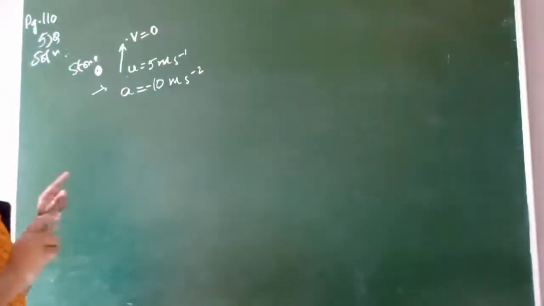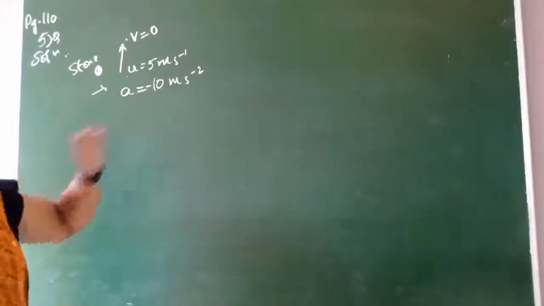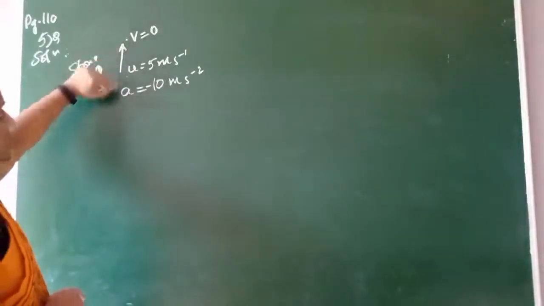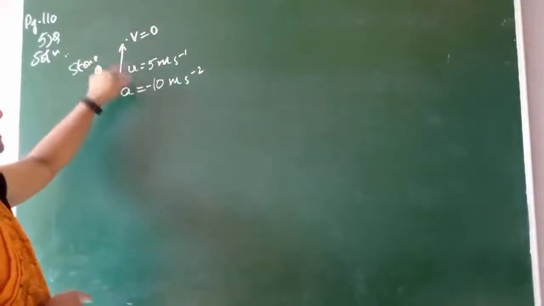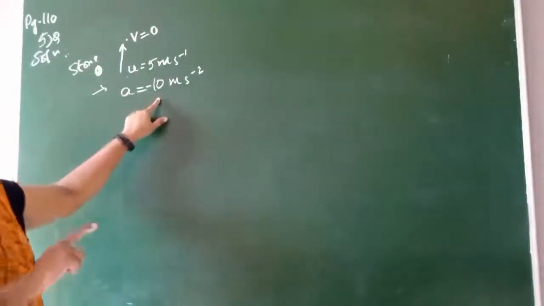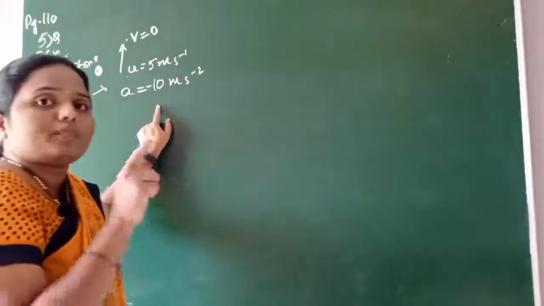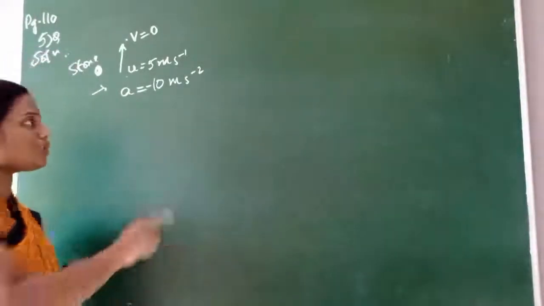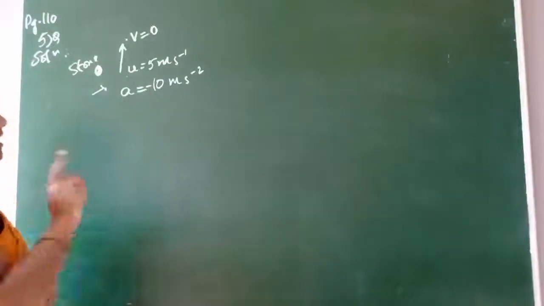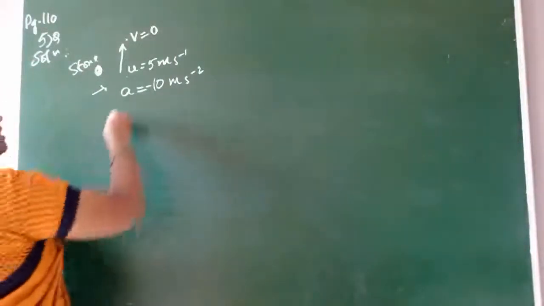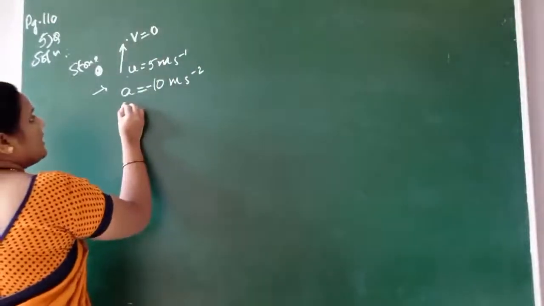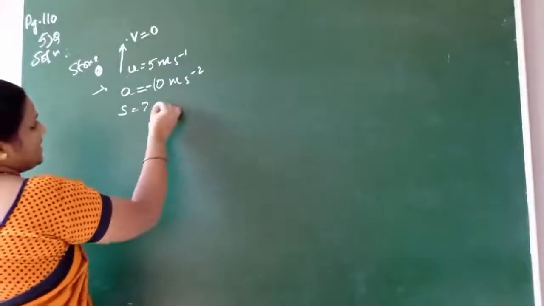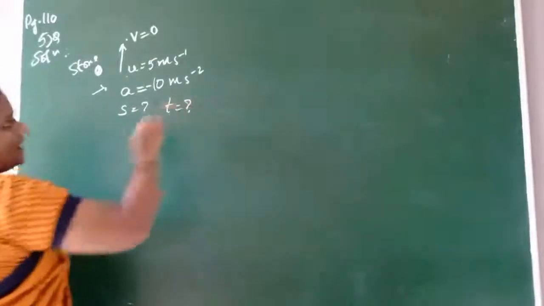Because of this reason, you have to take the acceleration as negative, because the stone is moving upwards whereas the acceleration is downwards. So the sign will change. While explaining the theory, I have discussed this. When an object is moving opposite to the direction of the acceleration, the sign of the acceleration changes to negative. Isn't it, children? Okay. Now for this, we need to calculate the distance s, or in terms of height, and then the time.